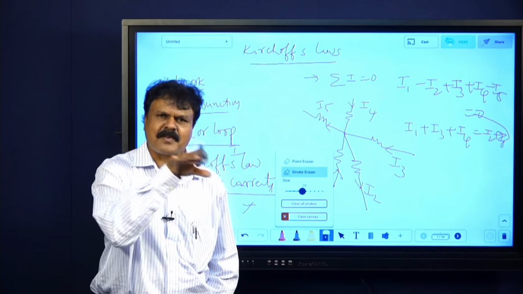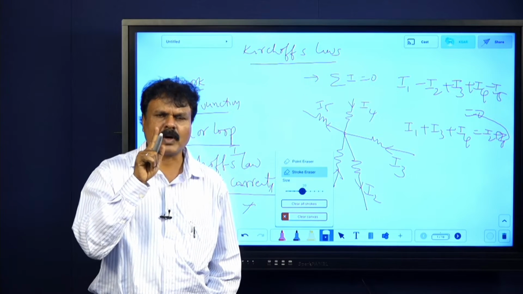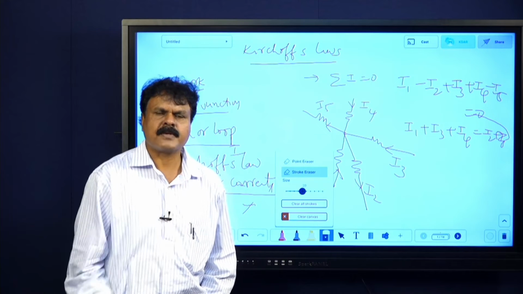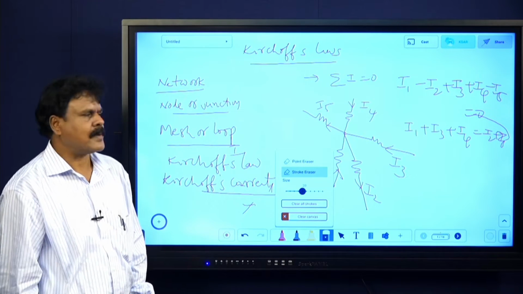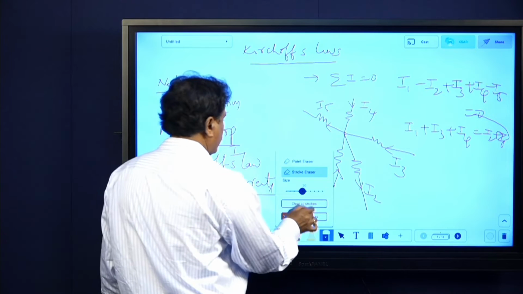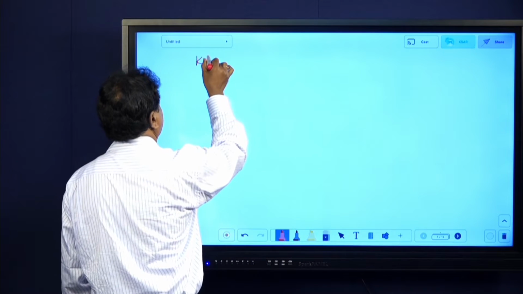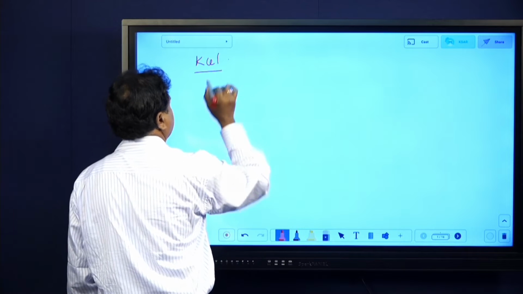What is the significance of KCL for 1 mark? You have to say it follows from conservation of charge. Okay. Now next we take KVL. KVL is the second law, Kirchhoff's voltage law.